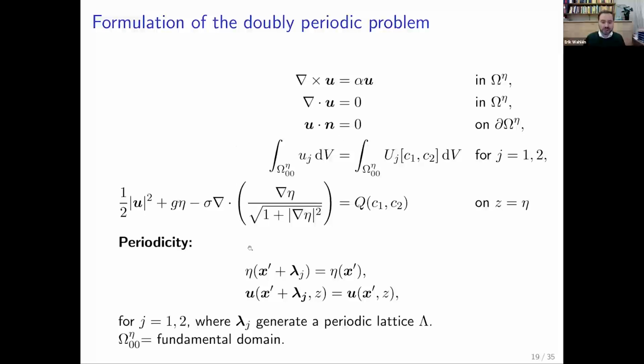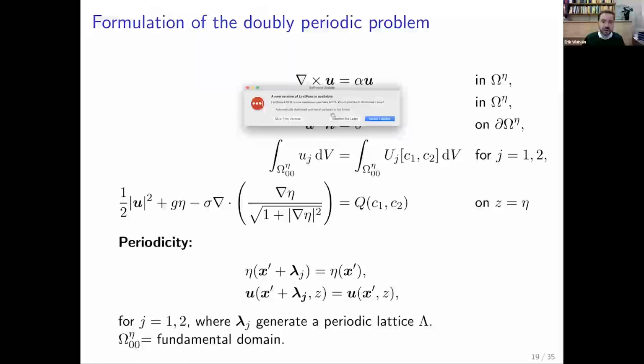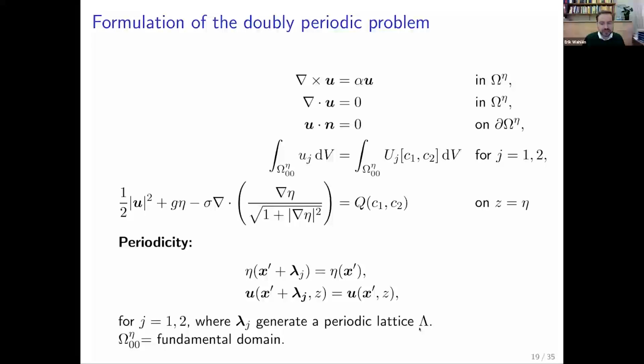In addition, we need to specify the periodicity conditions. We assume that the surface and the velocity field are both periodic with respect to some lattice. The vectors lambda1 and lambda2 generate the periodic lattice capital lambda, and omega, 0, 0 is the fundamental domain, one domain which is then periodically copied throughout the lattice.